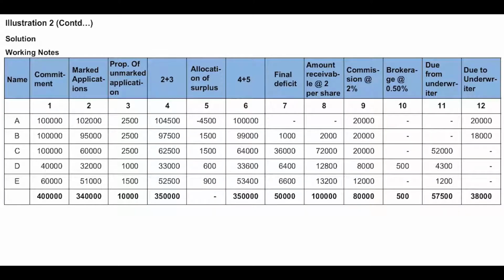The amount due from the underwriters in case of A and B is nil. And in case of C, there is 52,000 which is due from the underwriter, and in case of D, it is 43,000. In case of E, it is 1,200. The amount which is due to underwriters in case of A and B is 20,000 and 18,000 respectively, and nothing is payable in case of C, D and E.